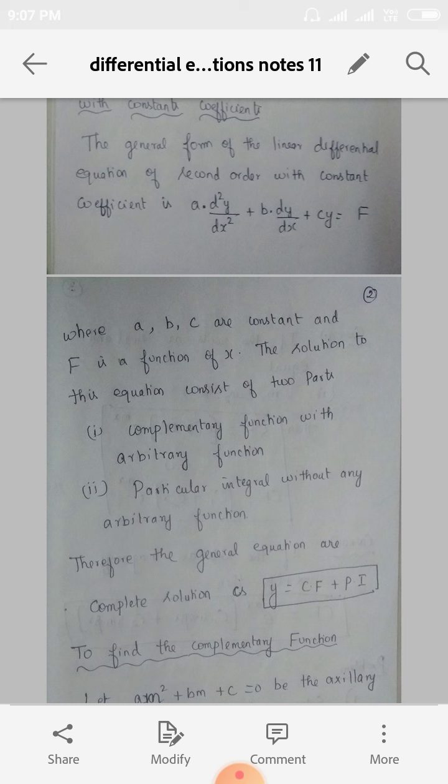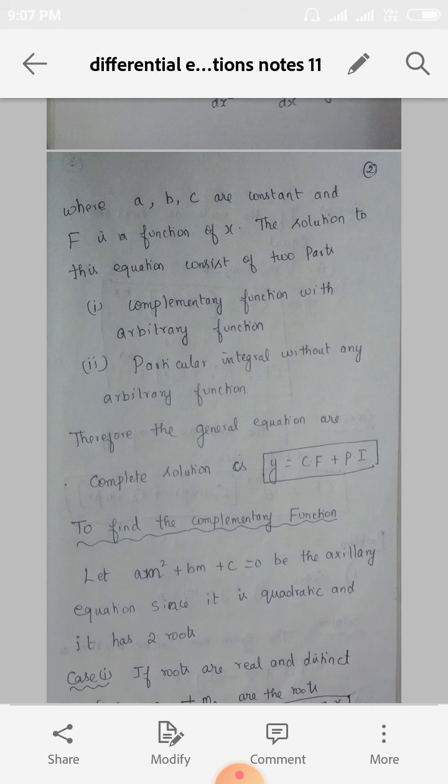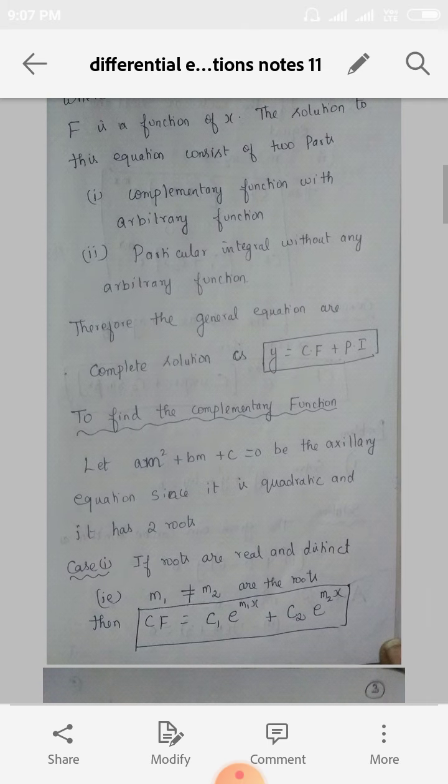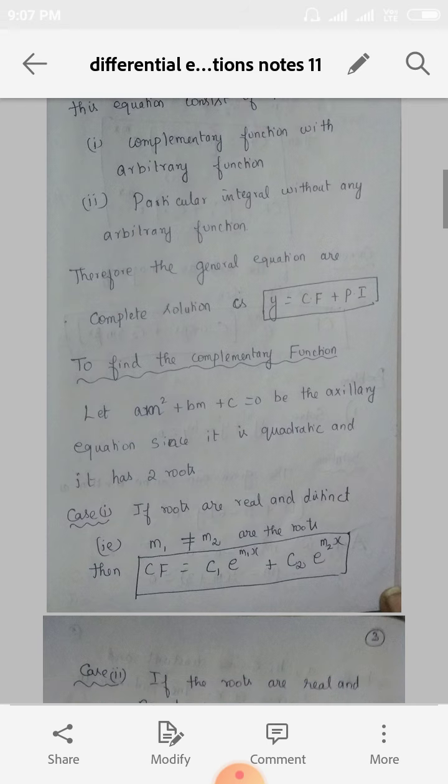The solution of this differential equation consists of two parts. First is the complementary function, with arbitrary constants, and the second one is the particular integral, without any arbitrary constants. These two parts form the solution of the second order differential equation. Therefore, the general solution, the complete solution, can be written as y is equal to complementary function plus particular integral.